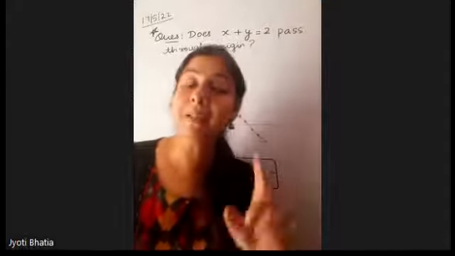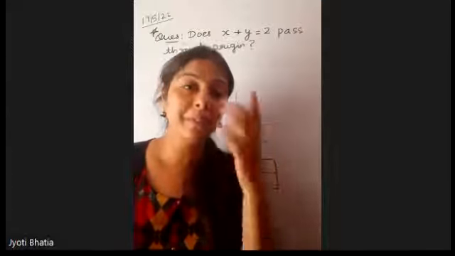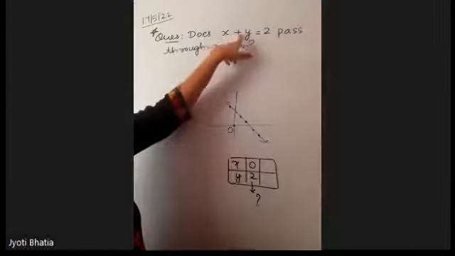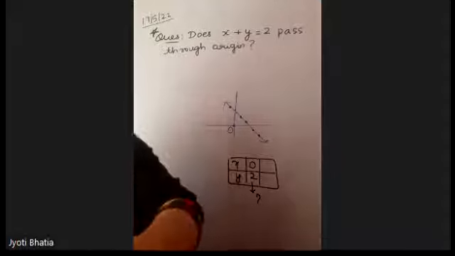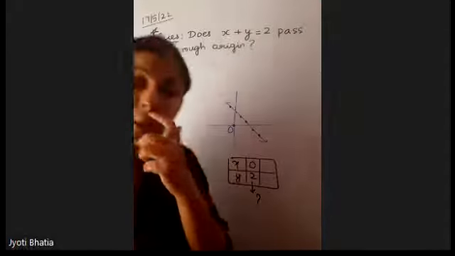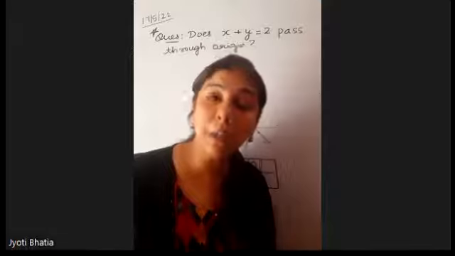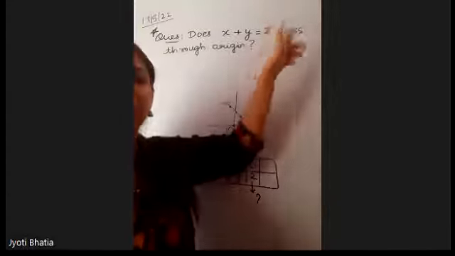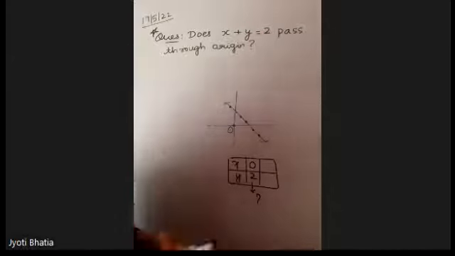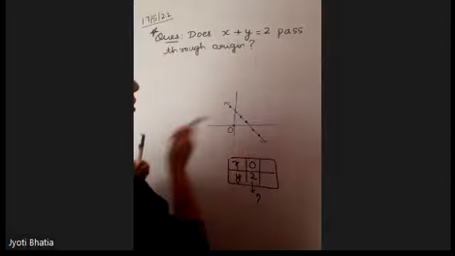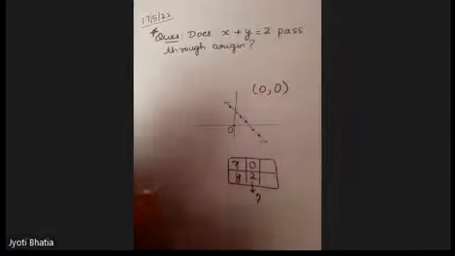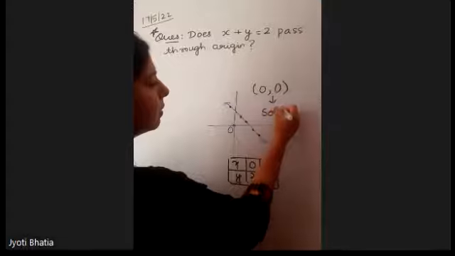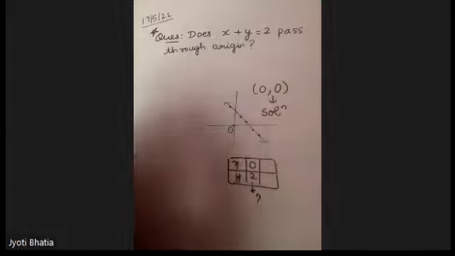Yes, but origin means it must pass through which point? 0, comma 0. Is it passing through 0, 0 according to you? No, ma'am, it cannot pass, because we cannot take both zero. Yes, it will not pass through 0 and 0. Because if you put 0 and 0, 0 plus 0 is 0, which is not equal to 2. So any point, if it is passing through origin, it must be passing through 0, 0. 0, 0 must be its solution.